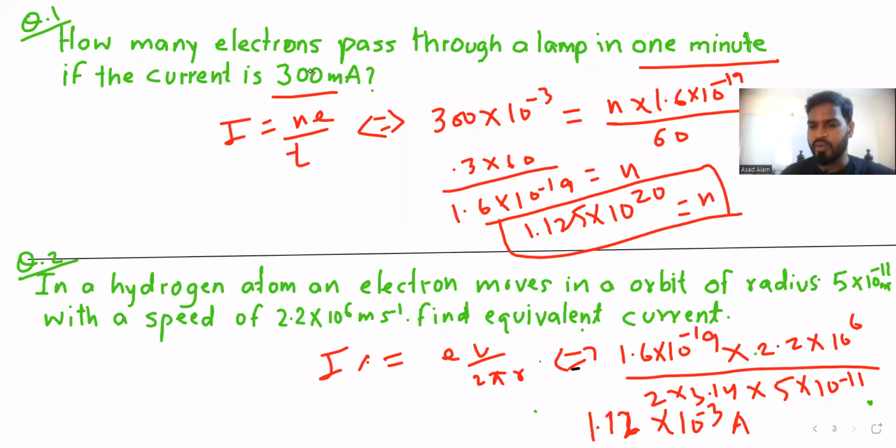So the current, you are going to get this. If you calculate all this, you'll get this answer. Hope you guys got it. Now we understood I is equal to Q by T and I is equal to E into V by 2 pi R. Many times in NEET they ask these types of questions.